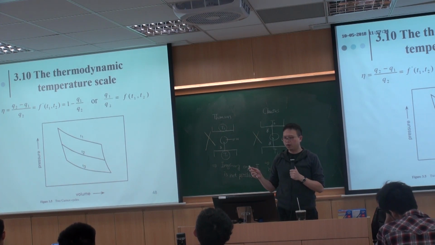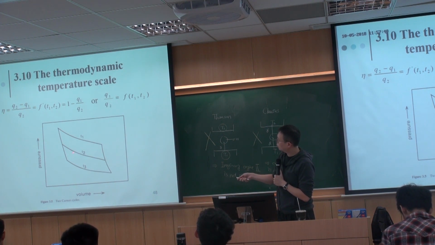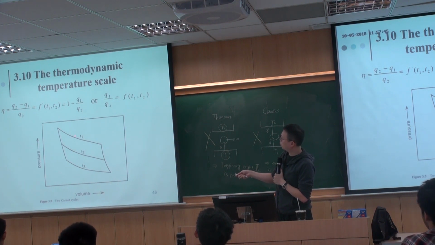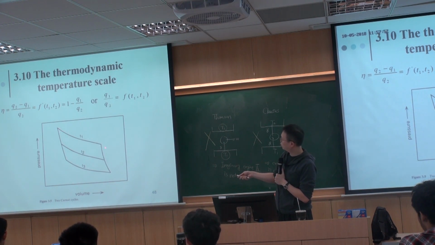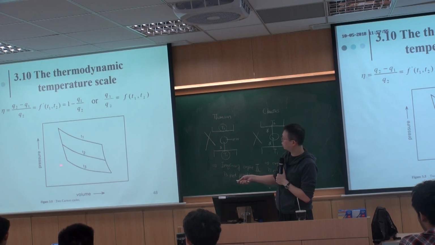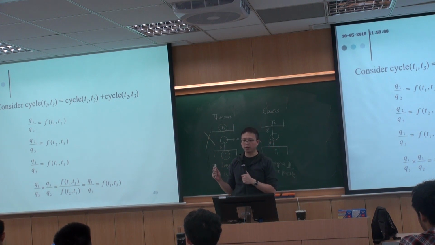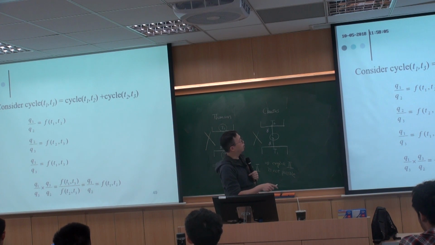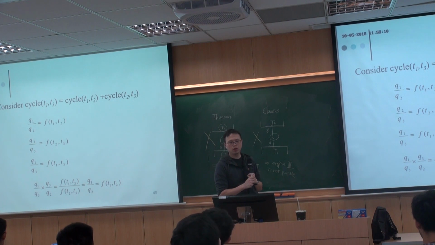And imagine that we can have this kind of cycle, and it can be divided into 2 cycles. So imagine that we have T1 and T3. If we undergo this kind of process, we can divide that cycle into one like this and one like this, and add them together. Therefore, a cycle with T1 and T3 should be the combination of a T1 and T2 cycle and a T2 and T3 cycle.